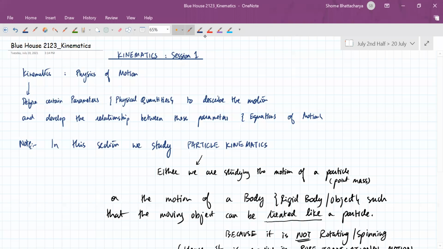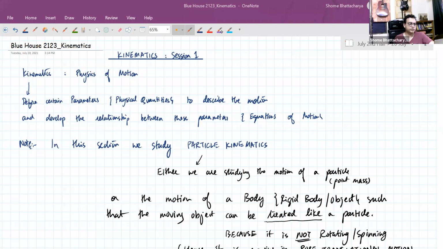So what if the particle is in the state of rest? Then it's not moving, basically. But again, state of rest is with respect to a certain reference frame. So it is always relative. Understanding now?